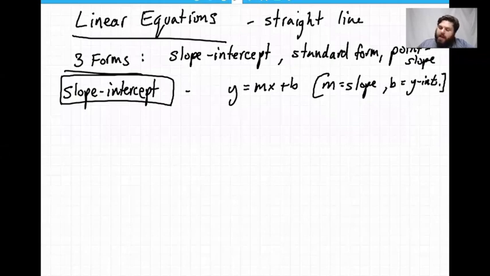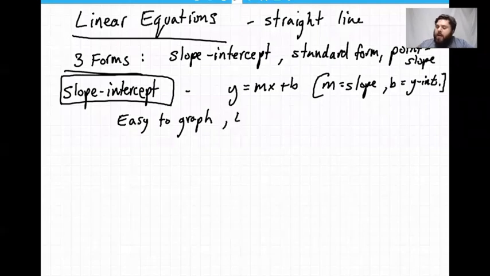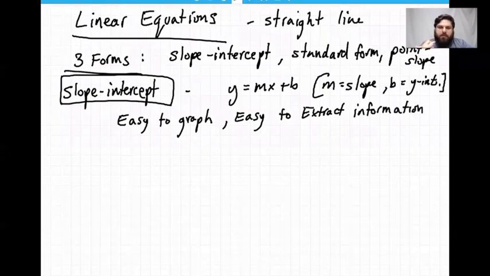So a couple reasons we like it. It's really easy to graph. Okay, I can use the y-intercept and then use the slope to find a second point, and that's all I need. So it's easy to graph, and it's really easy to extract information. I can look at it, and I can go, oh yeah, this is the slope and this is the y-intercept. I can just look at it and tell.